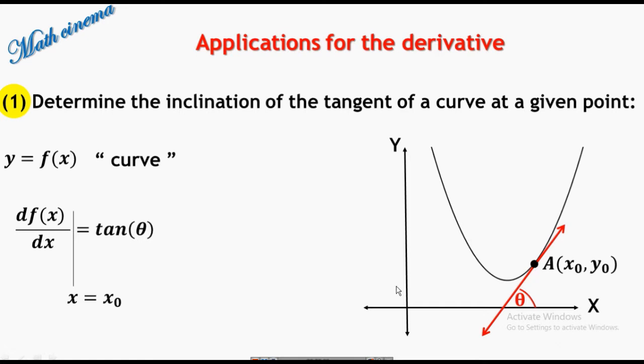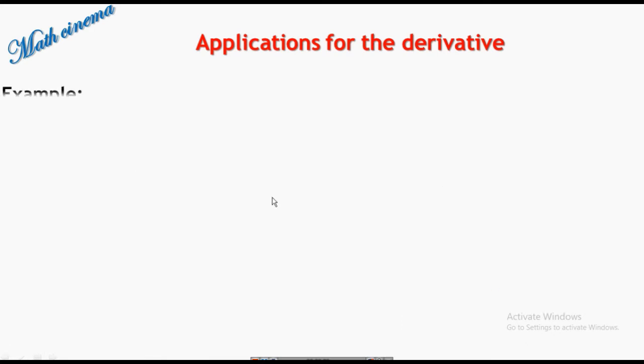So first of all we want to find the derivative of the curve and then substitute x equals x node, which is the x of the point, and then you are going to find the theta, or the inclination angle. So now let's take an example.